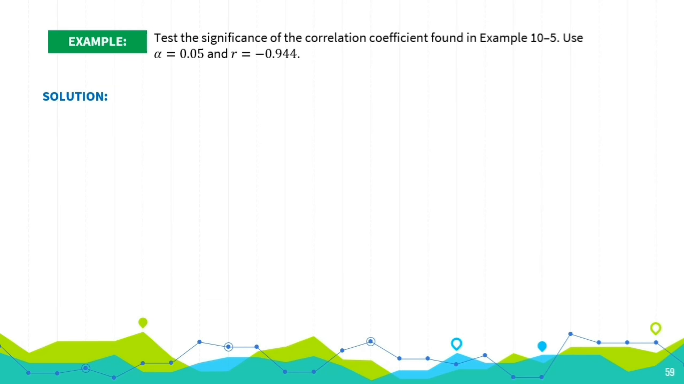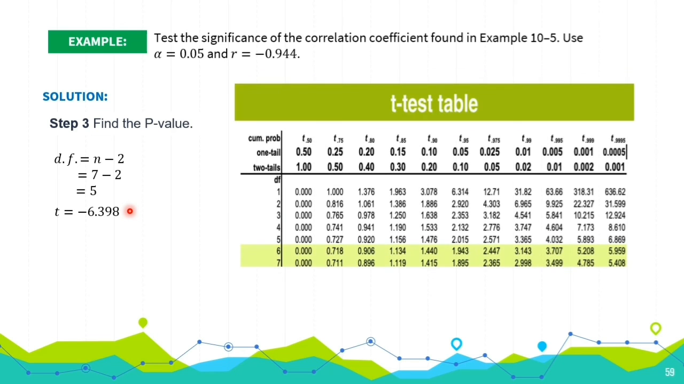So for our step 3, find the p-value. The degrees of freedom is equal to n minus 2. Our n is equal to 7, so 7 minus 2 is equal to 5. So this is our degrees of freedom. And t is equal to negative 6.398. Using the t-test table, let's look for the row with the degrees of freedom of 5.